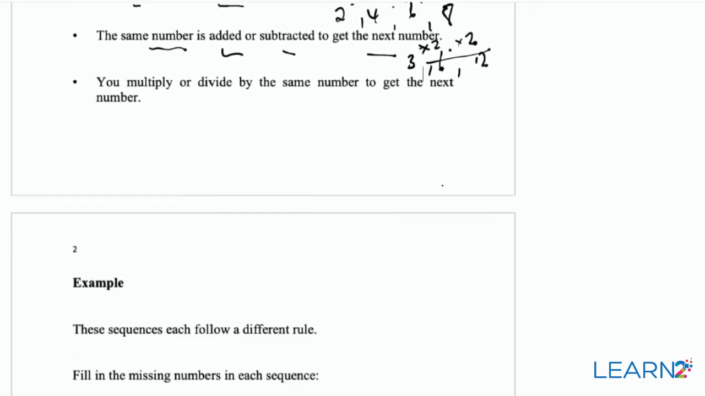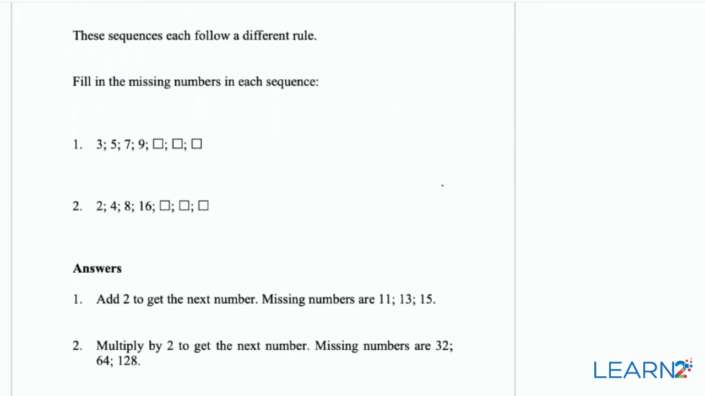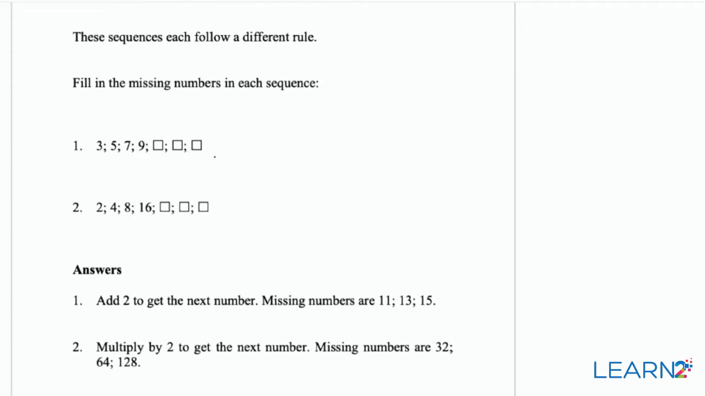Okay, let's go and take a look at some examples. So if we look at this first example, how would you complete this? Well, if we go 3, 5, 7, 9, what are we doing? To go from 3 to 5, we add 2. To go from 5 to 7, we add 2. To go from 7 to 9, we add 2. So we keep adding 2. So after 9, we're going to get 11. After 11, we're going to get 13 and then 15.